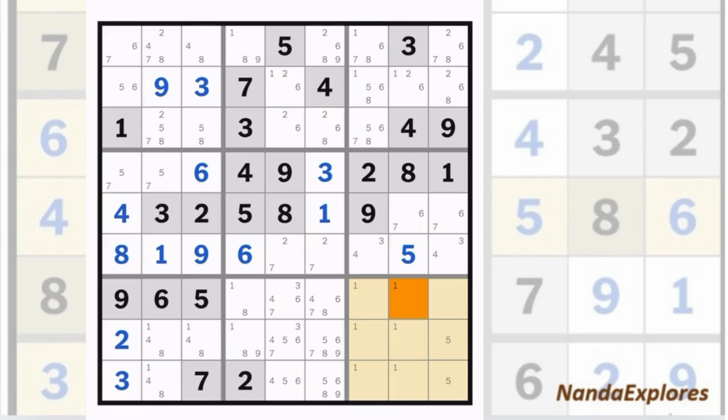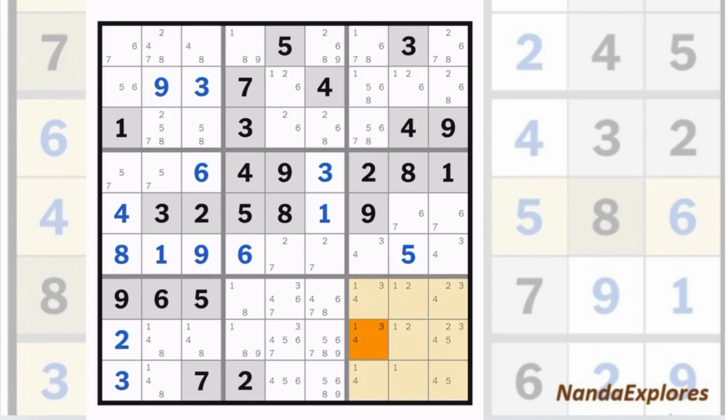So 2, 2, then 3. So it will be a 3 and 3 here. Similarly, it will be 3 and 3 here. Then 4. So 4 and 4. Here also it will be 4 and 4. Then 5. But 5 does not come here because of these two 5. So 5 is already posted.